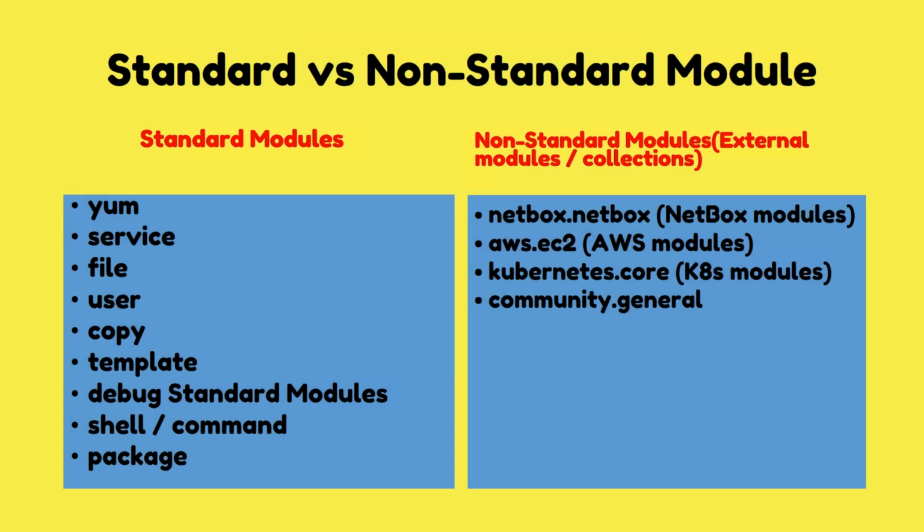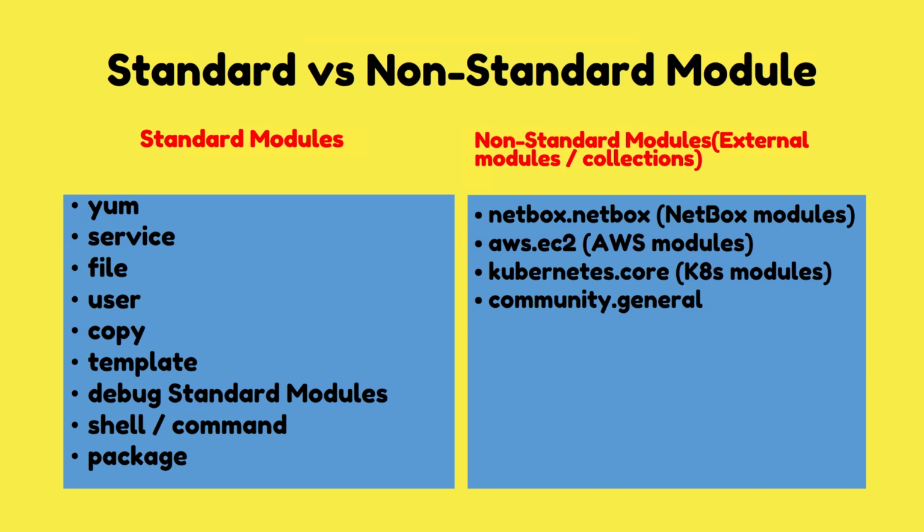Now let's separate Ansible modules into two big groups: standard modules and non-standard modules. First, standard built-in modules. These modules come with Ansible by default. You don't need to install anything extra, and you don't need additional dependencies. For example, the apt module is a standard module. When you use it to install NGINX, Ansible runs this task directly on the target nodes.